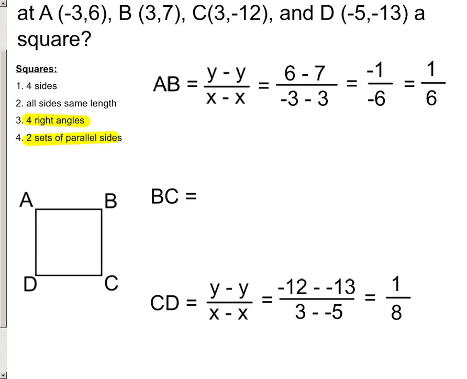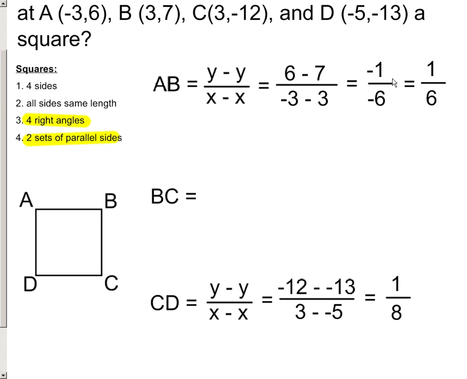And you see instantly that they have different slopes. So these sides, AB and CD, would not be parallel. So we don't even have to go and test about the right angles or anything else like that. The answer is no. This quadrilateral would not be a square because it doesn't have a set of parallel sides.